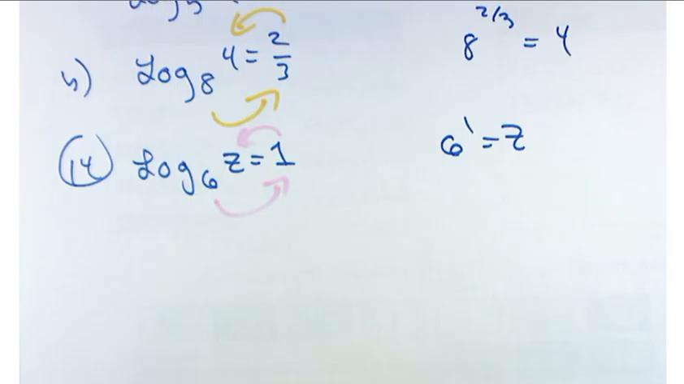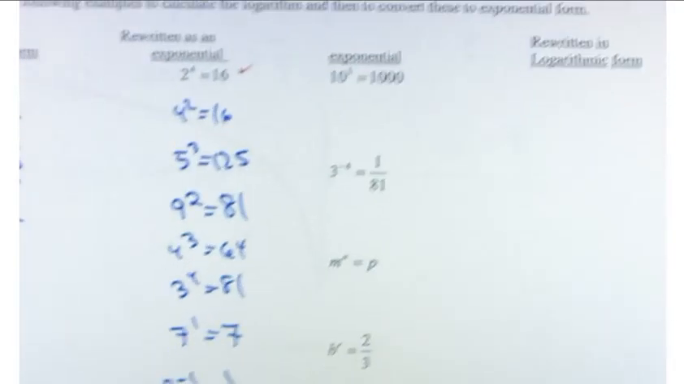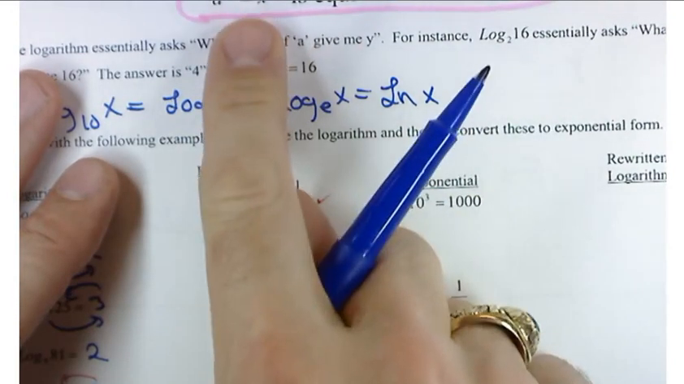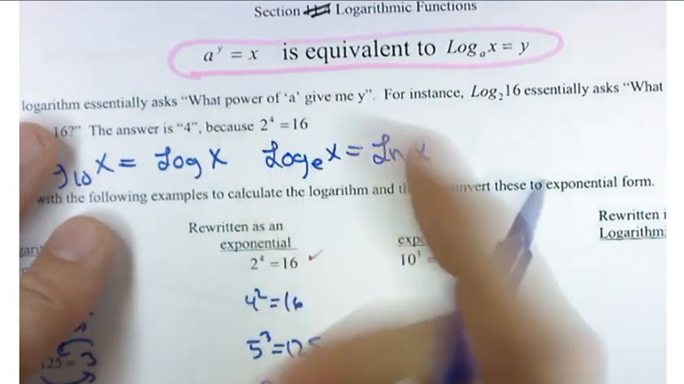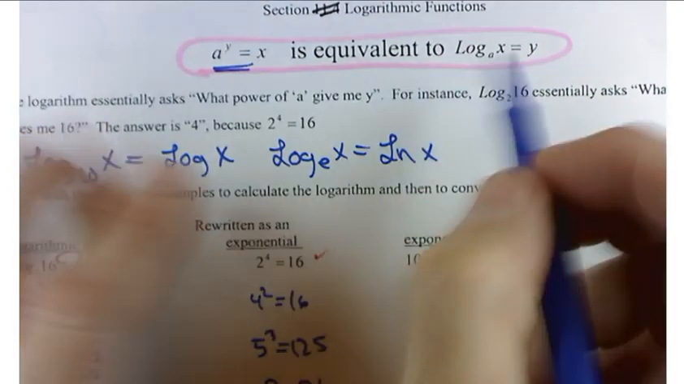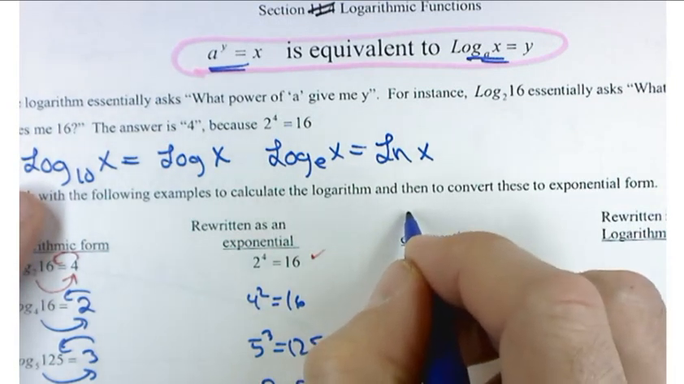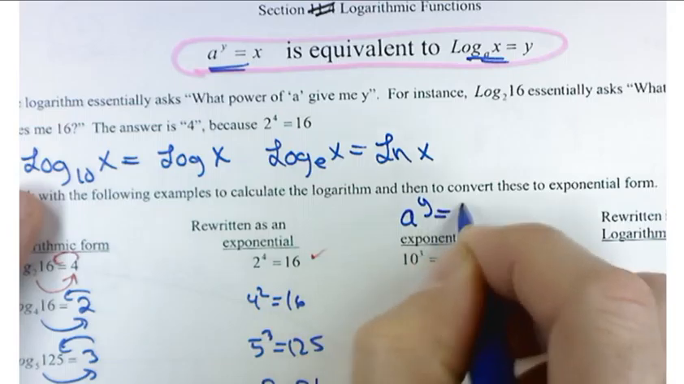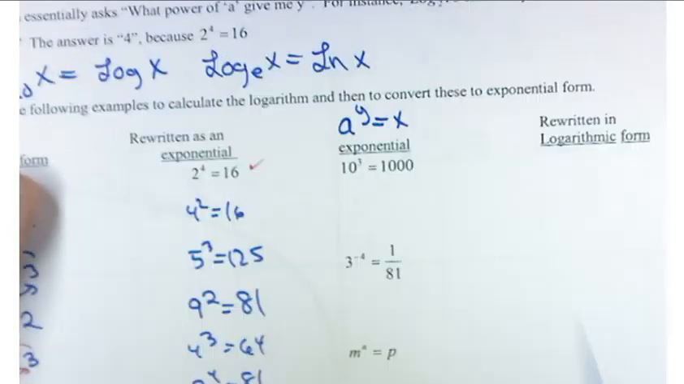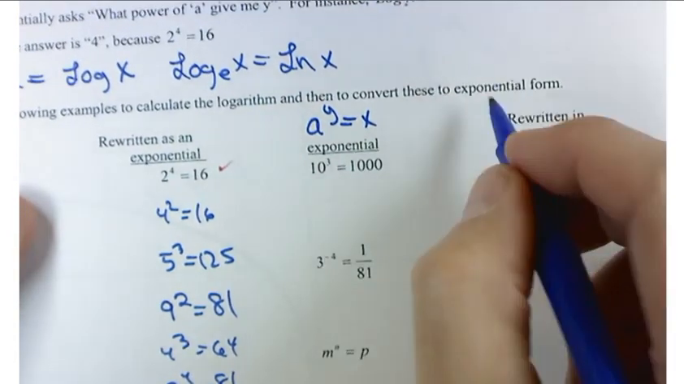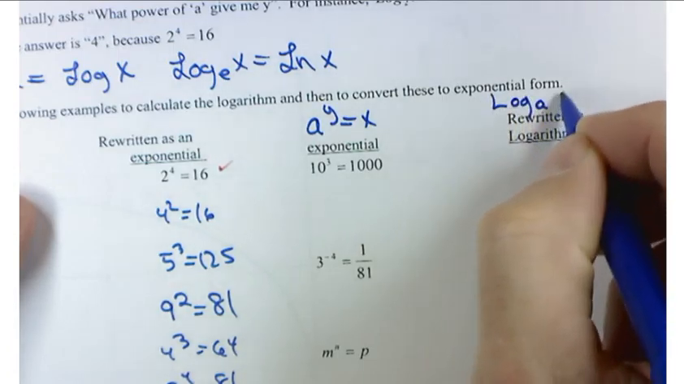Alright, so let's practice a couple that go the opposite direction. We're going to start out with exponents and come up with logarithms. That's a little bit more challenging. So let's remind ourselves, this is your exponential statement, that's your statement using logarithms. Overall what you have here is of the form a to the y equals x, and we're going to rewrite it using logs, so it'd be log base a of x equals y.